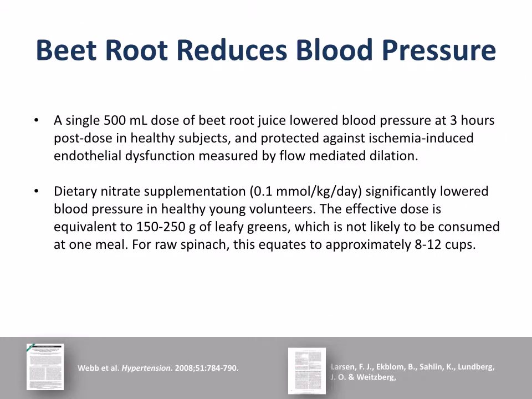This study supplemented a single 500 ml dose of beetroot juice, which was found to lower blood pressure at 3 hours post-dose in healthy subjects, and also protected against ischemia-induced endothelial dysfunction, which was measured by flow-mediated dilation. Dietary nitrate supplementation significantly lowered blood pressure in healthy young volunteers. The effective dose is equivalent to 150 to 250 grams of leafy greens, which is not likely to be consumed at one meal. For raw spinach, this equates to approximately 8 to 12 cups.